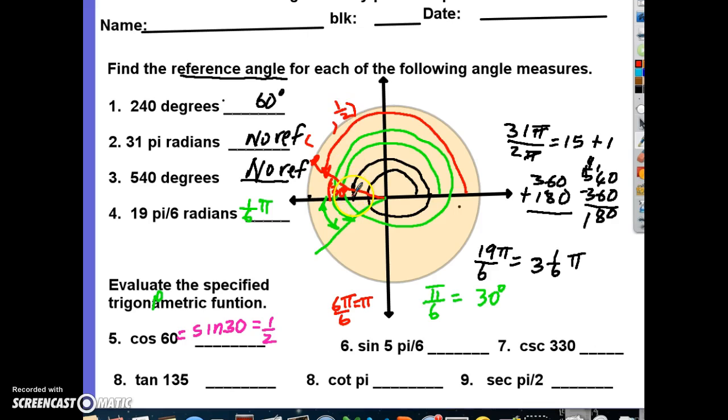Why? Because it's above the x-axis. The x coordinate is going to be either root 3 over 2 or negative root 3 over 2. And since it's over on this side, x is negative, so this would be a negative root 3 over 2. I don't think I need this, but anyway, we're looking for the sine of 5 pi over 6, and the sine I told you was the y coordinate. So right here would be 1/2.